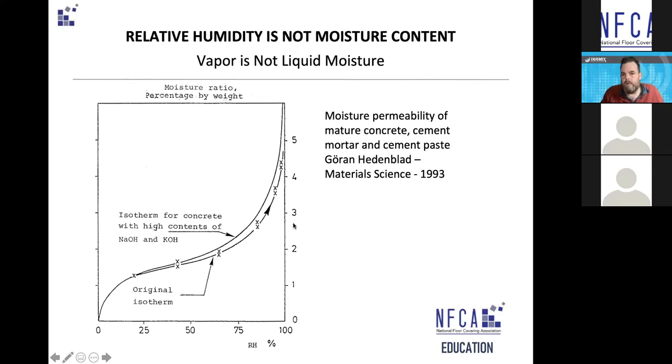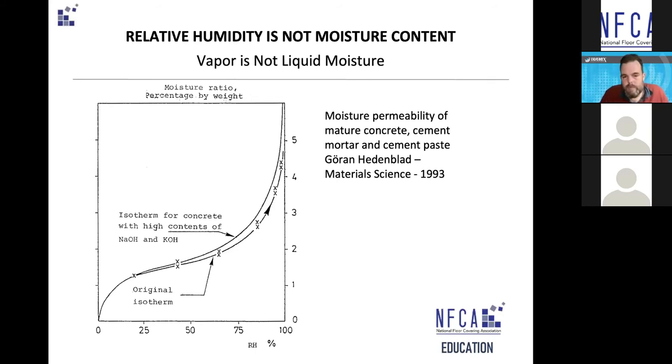Now, this is coming from Goran Hedenblad, who was responsible for much of the research that went into F2170. This is from his presentation, and I think they use calcium carbide for the moisture content, so I've done a conversion to gravimetric in this. But the point is, this chart goes from 0%. It's tracking the relationship between the relative humidity and the moisture content in the concrete. And there are two lines, and that's because of the alkalinity of the concrete.